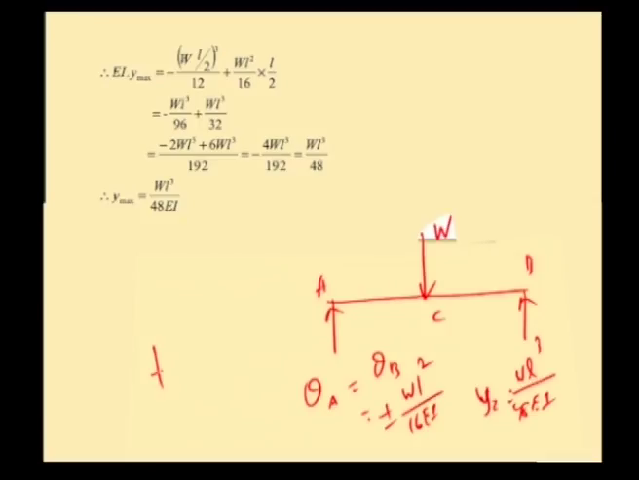Similarly, in this case we should also remember the deflection in case of point load on a cantilever beam. The slope at B will be equal to W L squared by 2 E I, and deflection at B, Y B, will be equal to W L cube by 3 E I. So, these are standard loading cases wherein we need to remember the values of slope and deflection, or we can easily arrive at the values of slope and deflection.